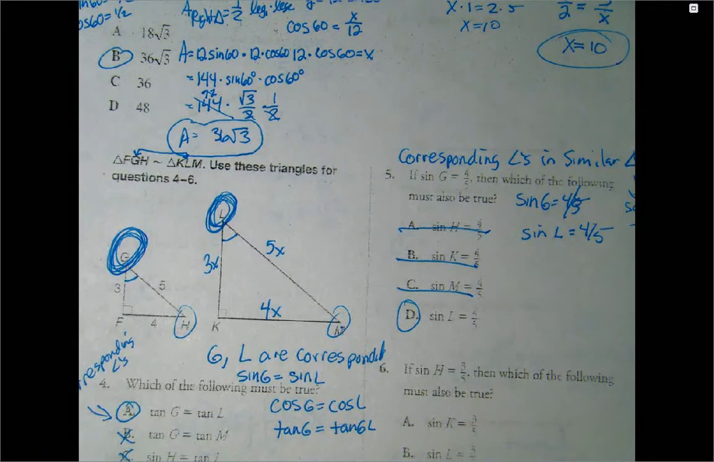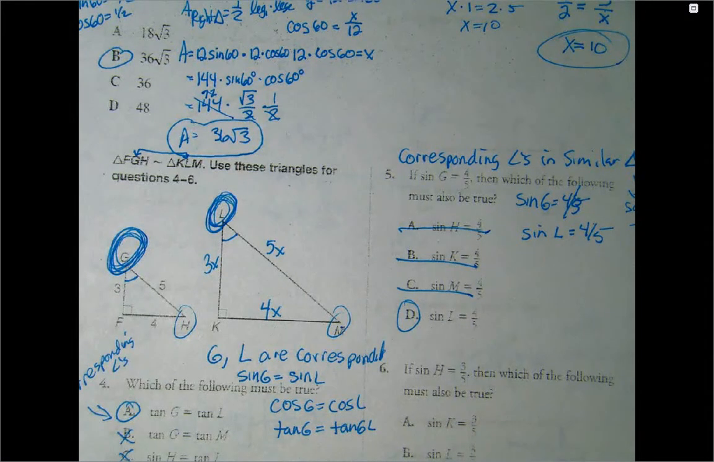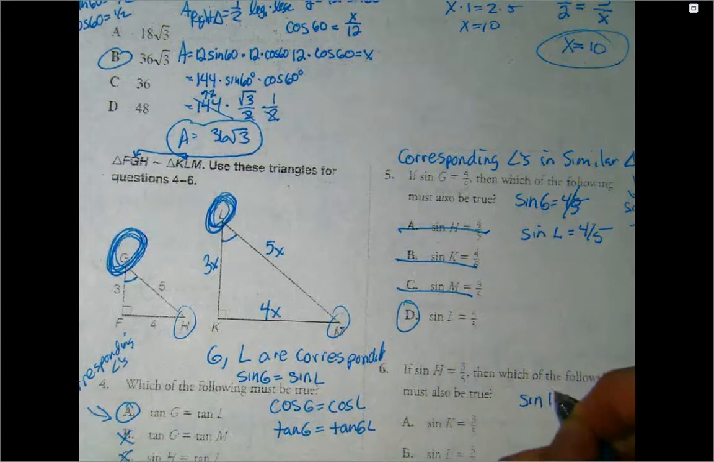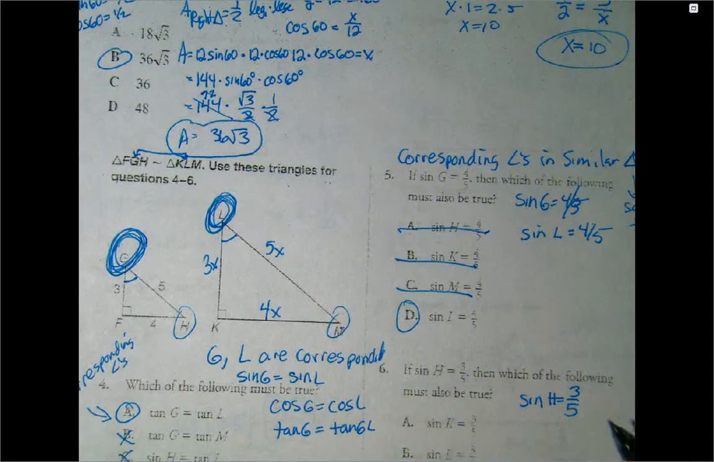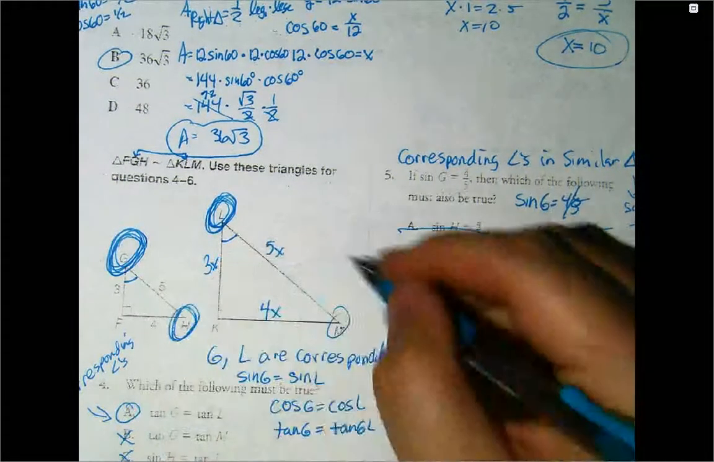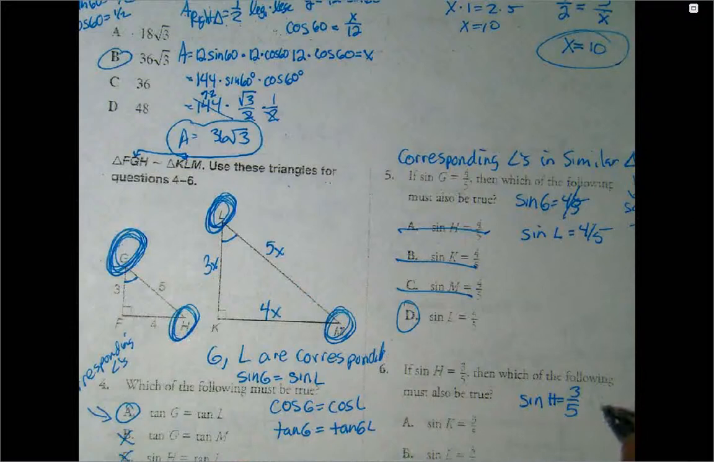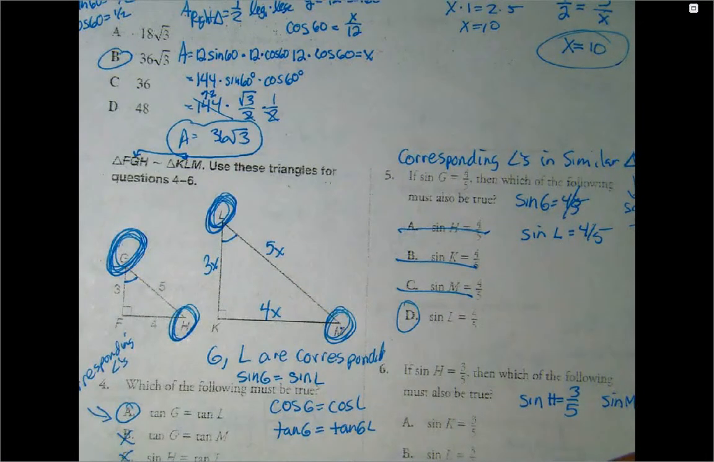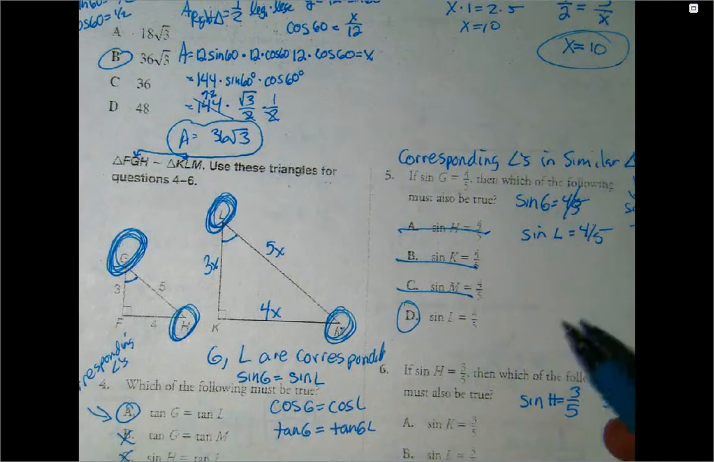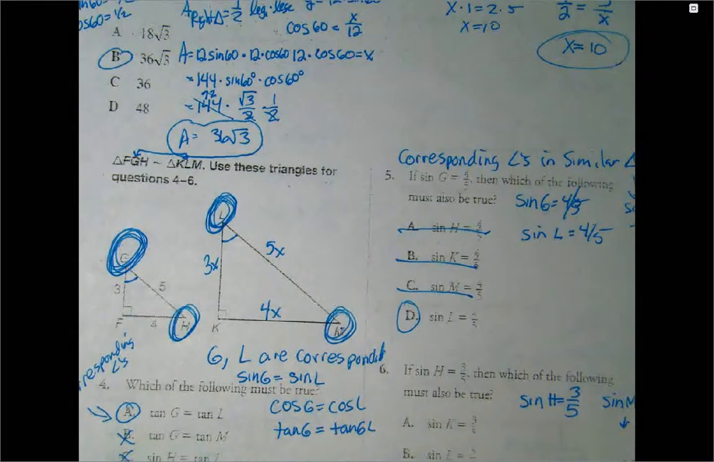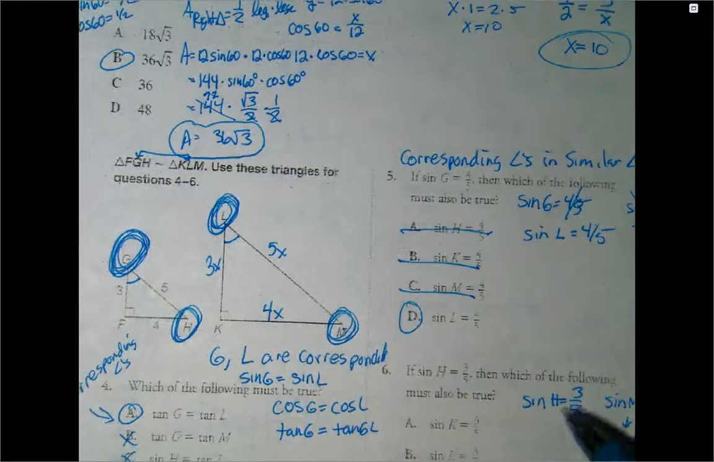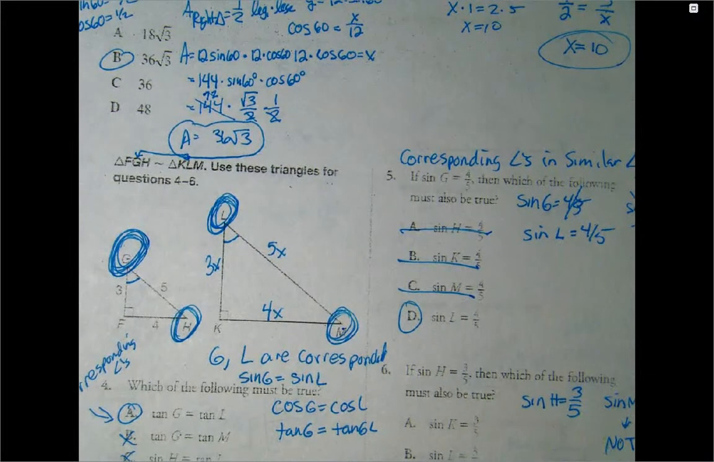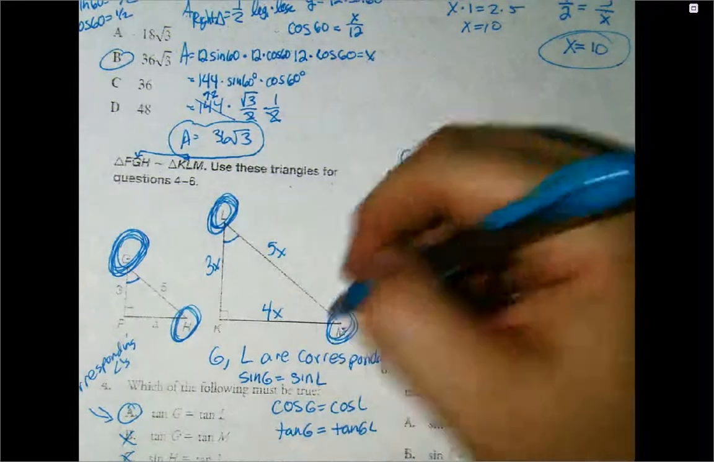Alright, now it says sine H is equal to 3/5. So there's H, the corresponding angle is M. So sine of M should be equal to 3/5. Is that there? No. Now here's the thing. It's not there, so that's not an answer.